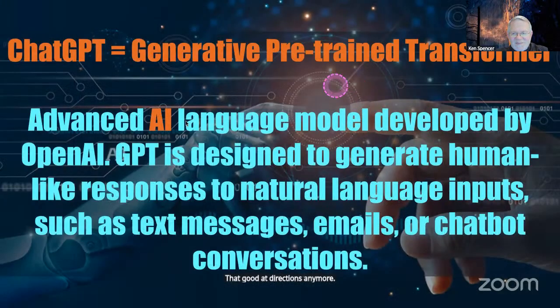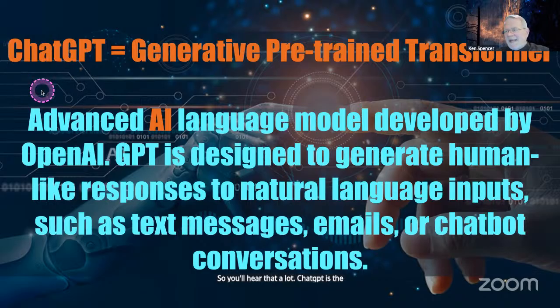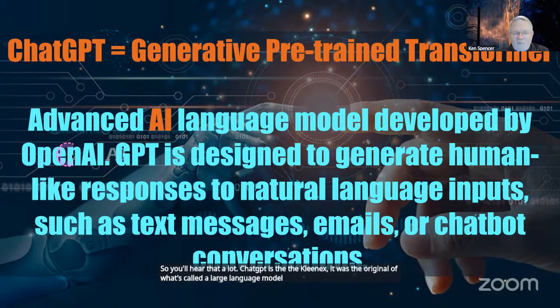So just some quick definitions. ChatGPT was from OpenAI and it was the original one. And GPT generally stands for generative pre-trained transformer. So you'll hear that a lot. ChatGPT is the Kleenex. It was the original of what's called the large language model. And OpenAI, which was founded as a nonprofit, funded by Elon Musk, because he saw this as a future. He wanted to open it up to everybody at no charge.